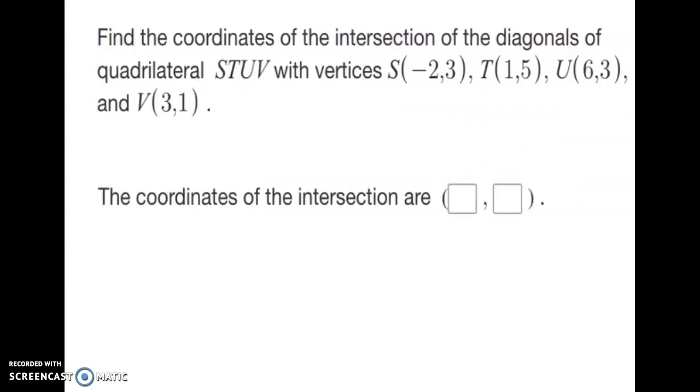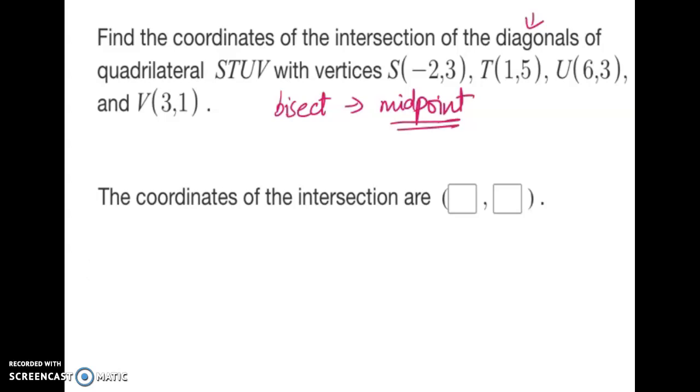The third type of question that we can see for the parallelograms is on the coordinate plane. So in this particular case, they have said to find the coordinates of the intersection of the diagonals of quadrilateral STUV, and the vertices are given to you. Now, we know in the parallelogram, the diagonals bisect each other. And when the diagonals bisect, that means they are at midpoint. So midpoint will play a role in these types of questions.